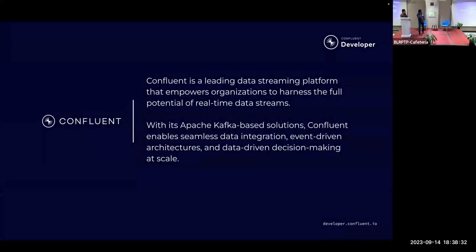For those who don't know about Confluent, Confluent is a leading data streaming platform, provides solutions around Kafka-based solutions.